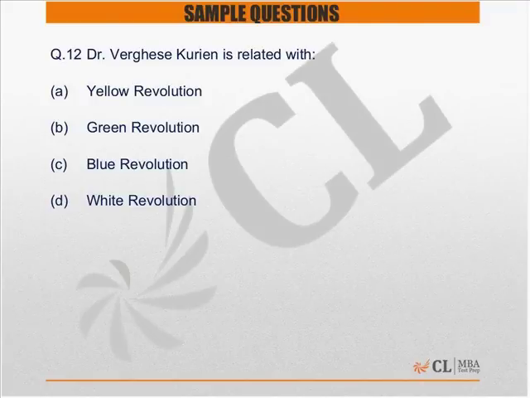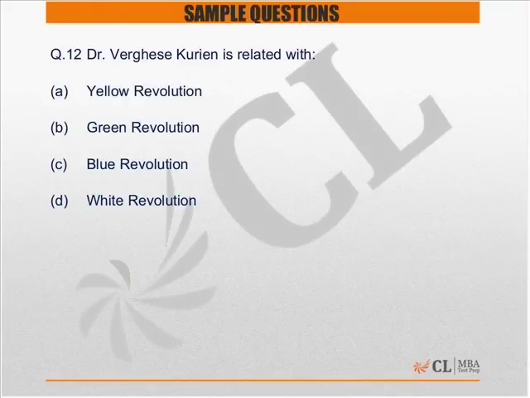Arjit, your option is wrong. Option B is incorrect. Father of Indian Green Revolution is N.S. Swaminathan. Father of International Green Revolution is, any idea? Father of International Green Revolution. A US scientist worked on Mexican wheat, Dr. Norman Borlaug.